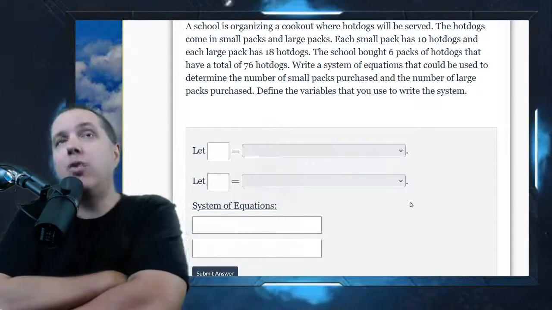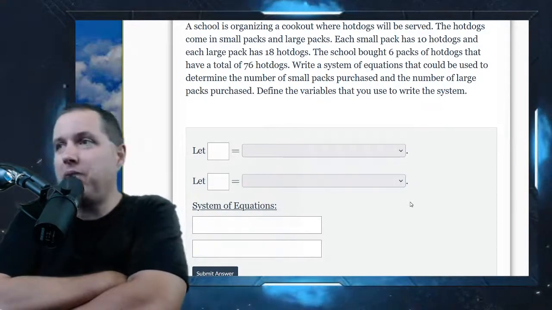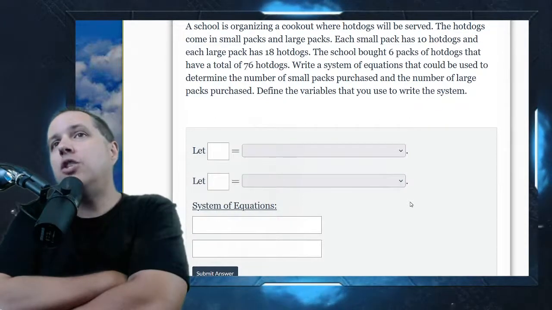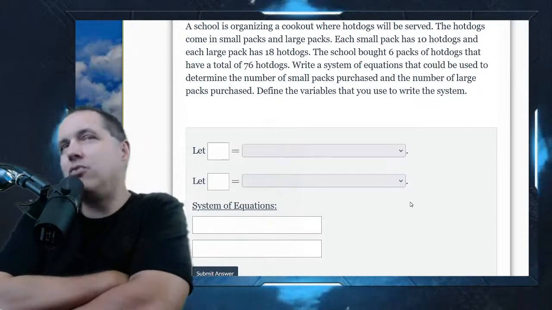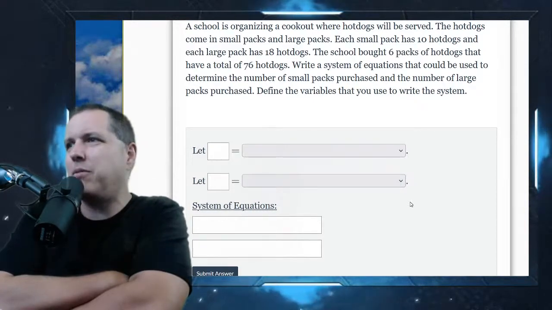But if we gave you a real-world problem right out of the gate for systems of equations, it would be so complicated that you'd go, I'm lost. I have no idea what to do. So just keep that in mind, because this is one of the reasons people hate these word problems. They're like, well, they're stupid, and why would I ever want to determine hot dogs?